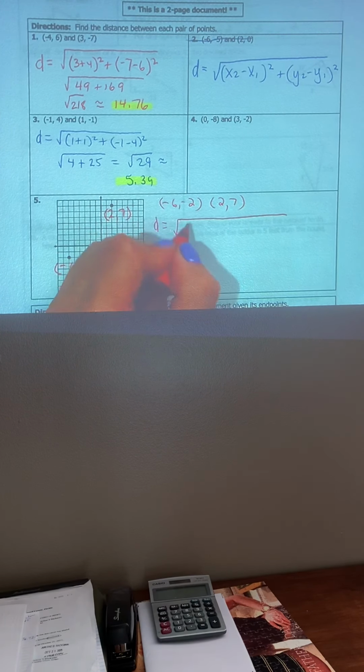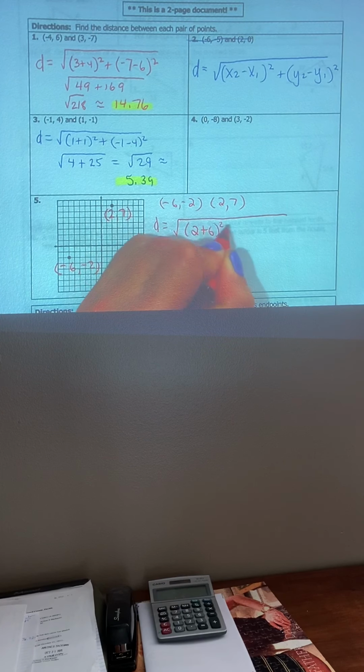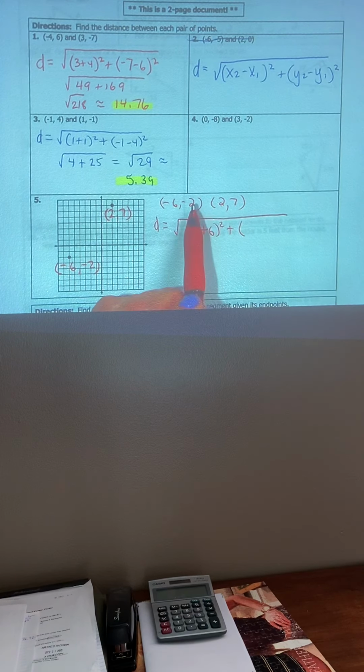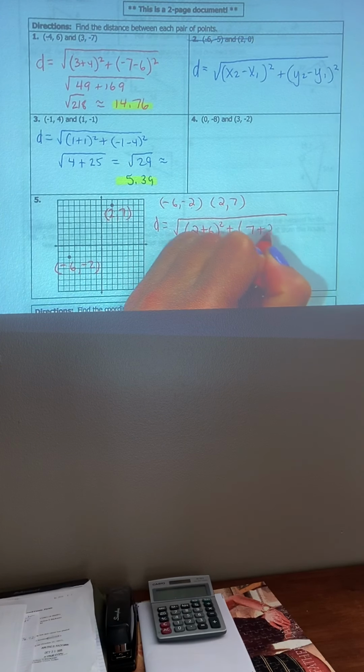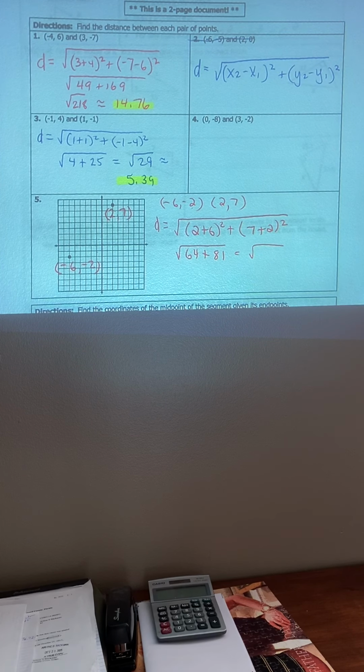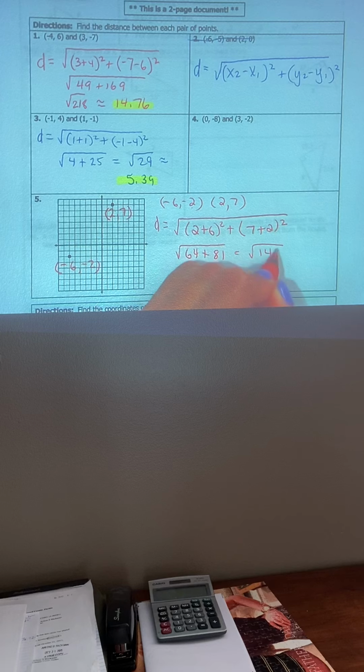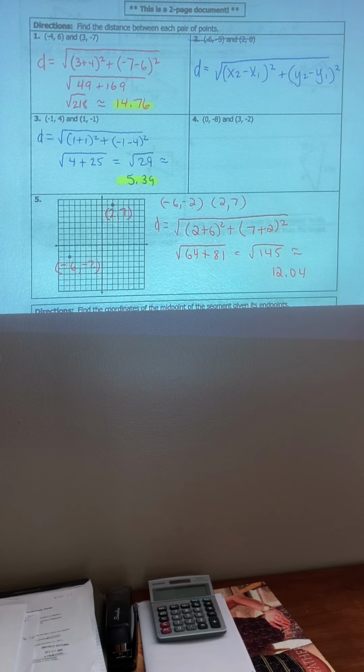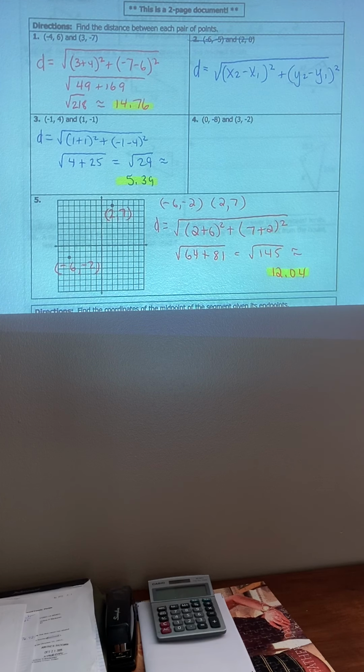x2 minus x1 squared, so that's 2 plus 6 squared plus y2 minus y1 squared, so that's 7 plus 2 squared. All right, so that's 8 squared, 64, that's 9 squared, that's 81. That gives me 64 and 81, 145. And the square root of 145 is, when you do it on the calculator, 12.04. And there's our distance formula. Again, very important in geometry. Geometry teachers will be happy that we're teaching it. And then, next couple problems we'll do will be midpoint.